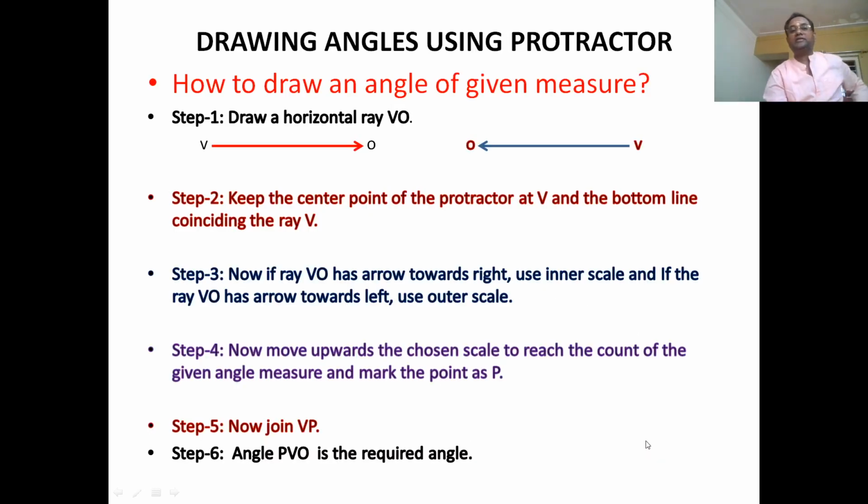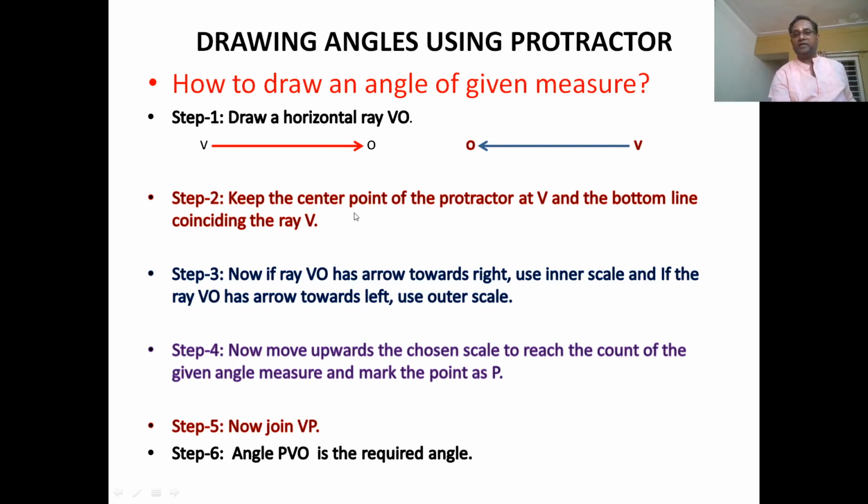Now children, let's know how we can draw angles using a protractor. Till now we studied how we can use a protractor to measure angles. Now we shall learn how to draw an angle of a given measure. The first step is to draw a horizontal ray VO. So I'll draw a horizontal ray VO, in whichever direction you want.